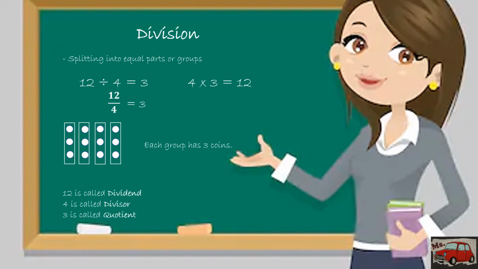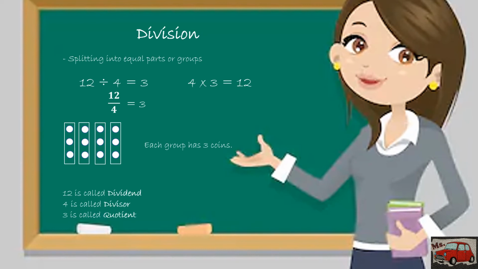Here, I have 12 circles. Pag sinabing divided by 4, ibig sabihin nahatiin ko yung circles sa 4 na grupo. And then, bibilangin mo kung ilan yung circles kada grupo. Okay? So, nung hinati ko yung 12 circles sa 4 na grupo, meron tayong tig-3 circles sa bawat grupo. That's why the answer is 3.